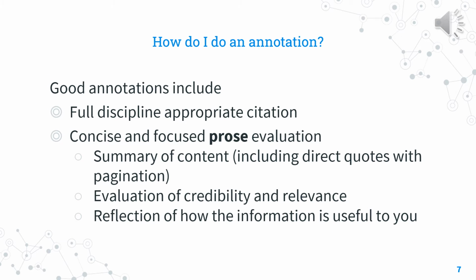So how do you do an annotation? Good annotations include first a full discipline-appropriate citation. Next, each source should have a concise and focused prose evaluation that includes a summary of the content, including explicit information that you wish to use, such as direct quotes, including the pagination of those quotes or information, an evaluation of credibility and relevance of the source and the source of the source, and a reflection on how the information is useful to you. This means, how do you intend to use it, or how does it influence your research?